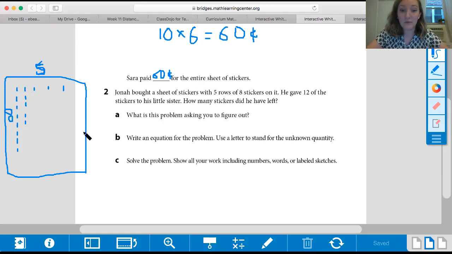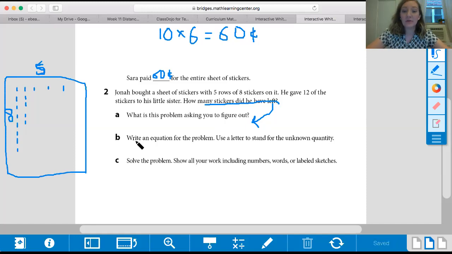And then he gave 12 of them away. So what is the problem asking you to figure out? How many stickers he has left, right? You can either write that or you can do what I do. You can draw a little line, draw an arrow. How many stickers he has left is what they're asking.